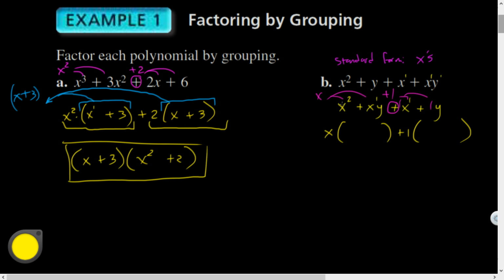X times what is x squared, friends? Just x. X times x is x squared, I'd add those 1 exponents. And x times what is xy, do you guys think? Just plain old y, so plus y. And 1 times what is x? X. And 1 times what is y? Y. And hey, my parentheses match, and so now I can macro GCF.